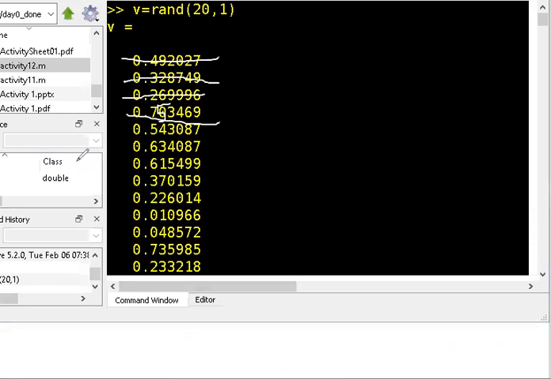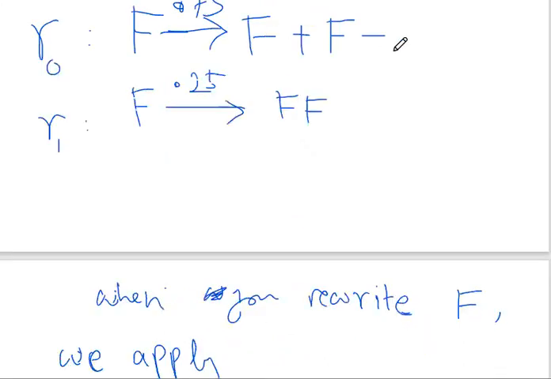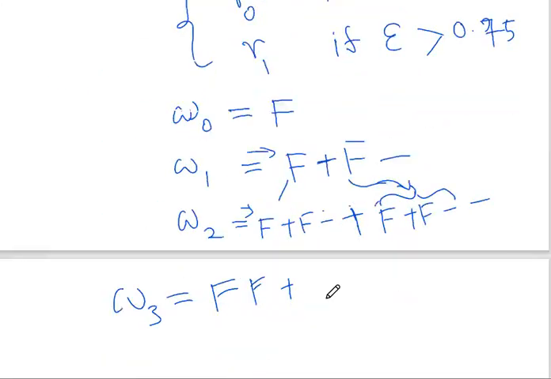So use this random number. Then cross this off. So we are going to use this random number, which is less than 0.75. Then F is replaced with this garbage. It's garbage. Like that. So yeah, you can do this.